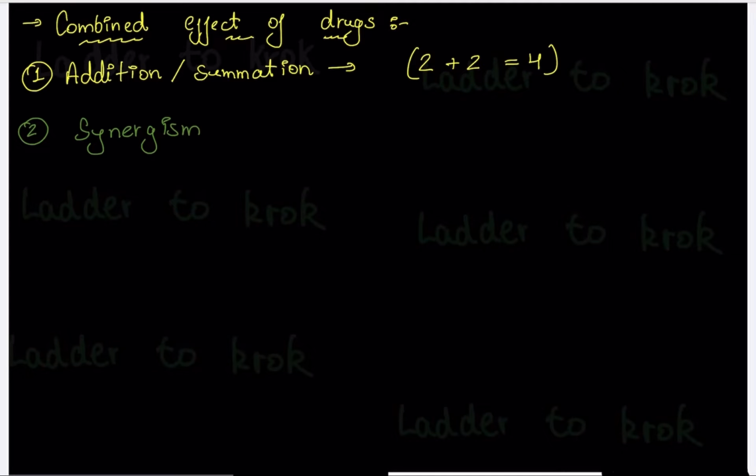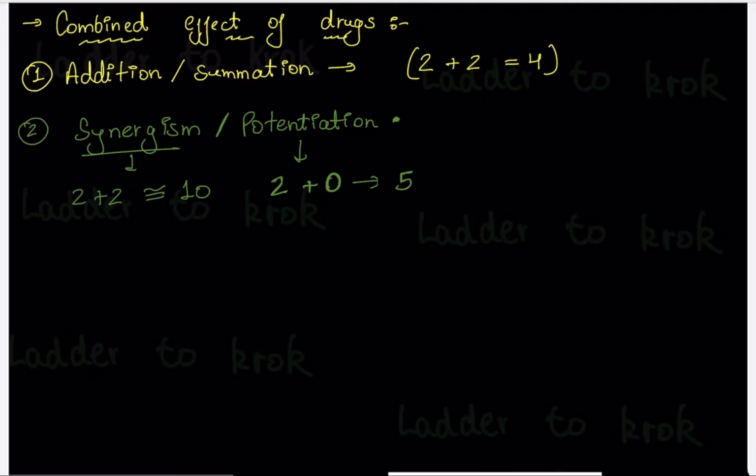synergism, or it is commonly also called potentiation. Okay, potentiation. See, in your higher studies you will know that synergism and potentiation are not the same. In synergism, if you give two drugs together, 2 plus 2 will be approximately equal to like 10. But in potentiation, you give one drug that is 2 and another drug that is inactive, like 0 means inactive kind of drug, so it will be like 5. So that inactive drug increases the activity of the active drug. This is the difference between synergism and potentiation, but for Krok, these both are the same.